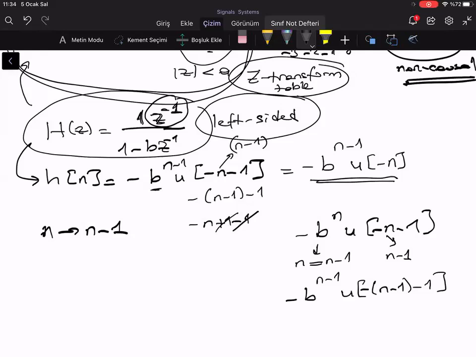Anlaşıldı mı arkadaşlar burası? Minus n plus 1 minus 1. Minus n plus minus n plus 1 minus 1. Then this plus minus will go away, and I will be left with minus u minus n.